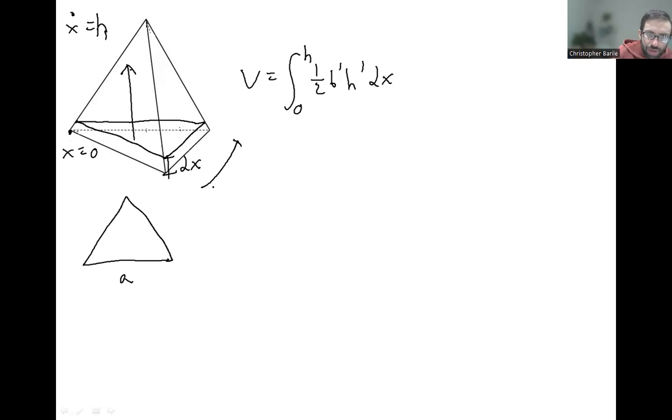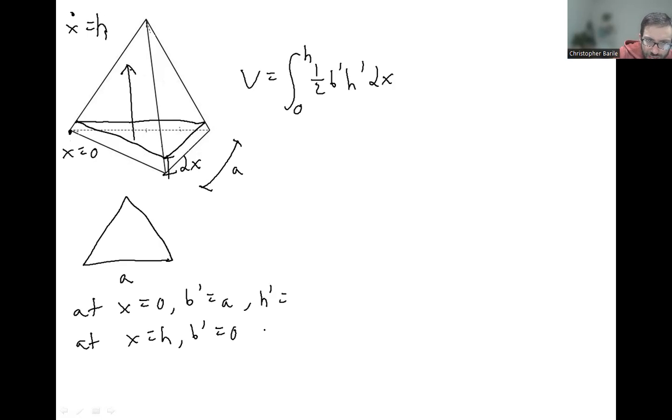So at the bottom, even an irregular tetrahedron that's very elongated still will have a base A. So what we can write is at x equals 0, our base is going to equal A. And then the question is, what is our height going to be? Let's think about our base first. At x equals h at the top, b prime, our base height's going to be 0. So that's quite nice. And then let's do the same thing for h prime and for h.